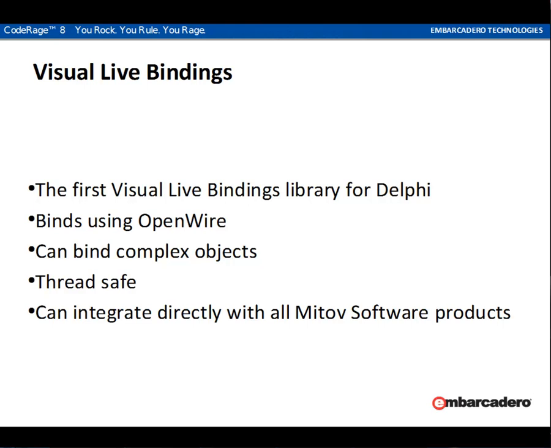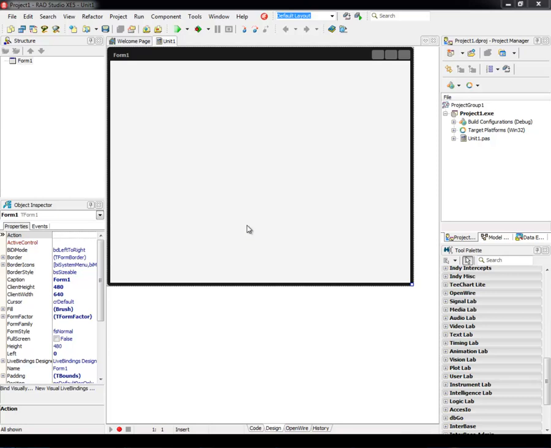We'll start the introduction with Visual Live Bindings. Visual Live Bindings was the first Visual Live Binding library for Delphi ever introduced. It binds using OpenWire, an open source library also developed and maintained by Mitov Software. It can bind complex objects, it is thread safe, and it can integrate directly with all of the Mitov Software products. For our first demonstration, we'll start with a FileMonkey application.